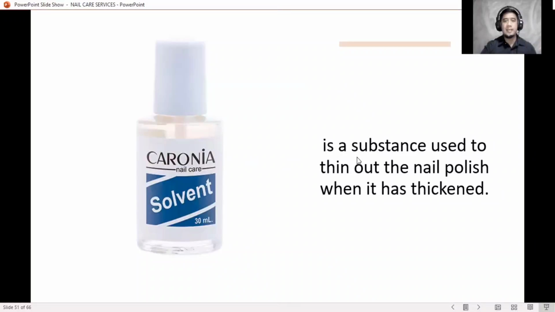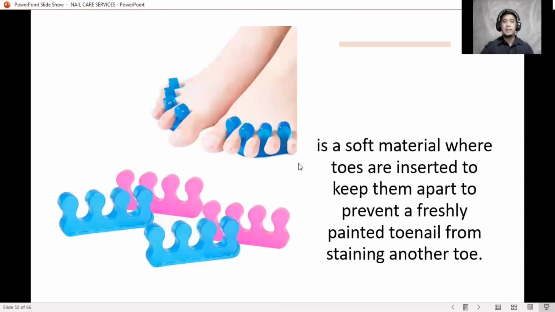The next one is a substance used to thin out the nail polish when it has thickened. Kapag medyo kumapal na yung nail polish, either on the bottle or sa ating mga kuko, you can use what we call a solvent para mabilis siyang matanggal. Next, okay, so this is the material.